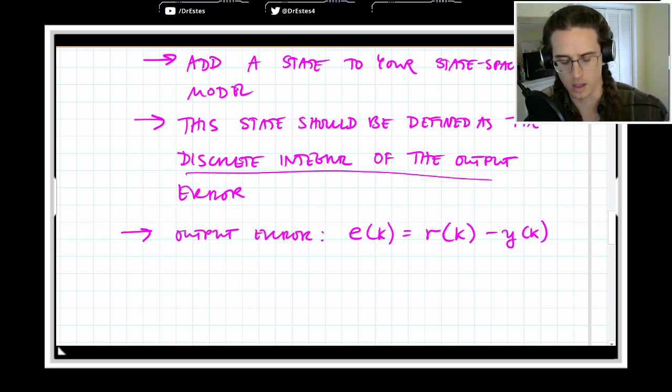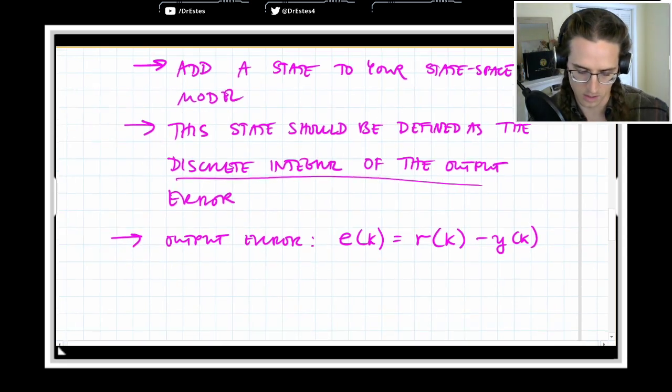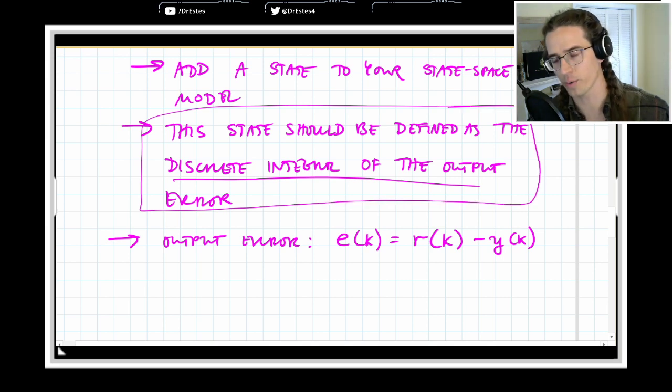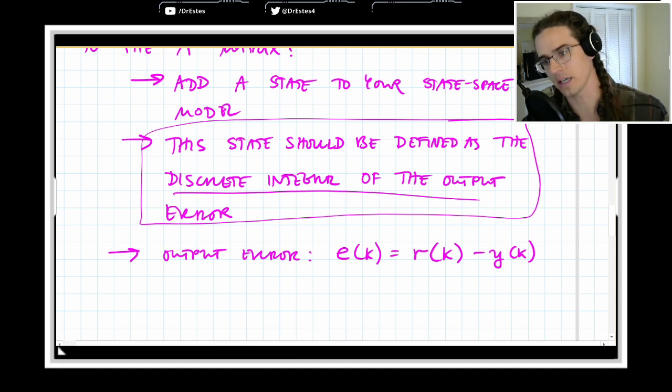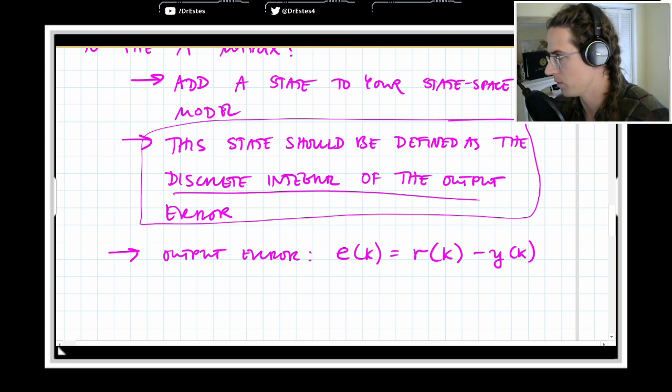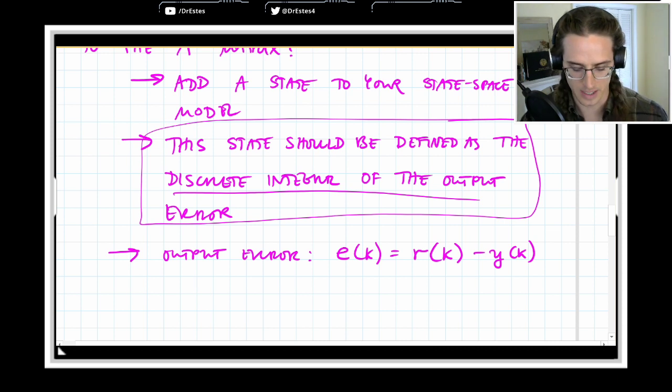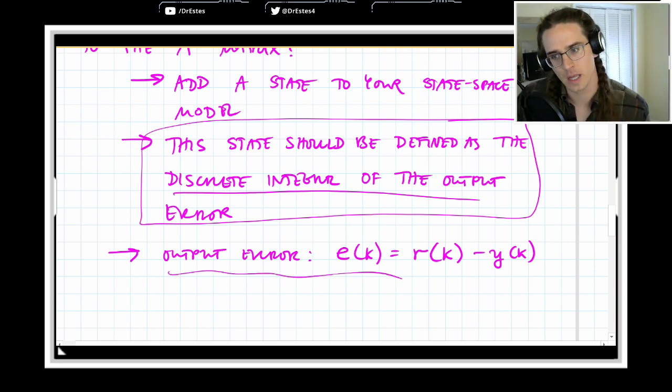So maybe we'll leave it right there. We'll start class on Wednesday right here. We're going to add a state to create an augmented model, because when you add a state, you're increasing the dimension, and now your A matrix is going to be bigger, because your state vector increased in size. If you want a type 2 system, you'd have to have more than one integral. I mean, you need more than one eigenvalue at positive 1. So we'll get into this, and you'll see it will indeed add a pole at z equals 1, and it'll get rid of our steady state error problems.